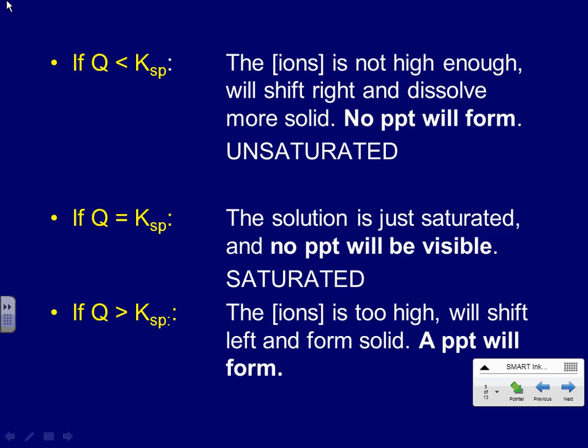So if we had some solid, it would shift right. But if we're mixing this from two separate sources of, say, calcium and hydroxide, then it simply means there's not enough calcium ions, there's not enough hydroxide ions, there's no solid, nothing's going to dissolve, it's just not going to form a precipitate. So if the concentration of the ions is too low, if it's such a weak solution, even though on our chart it said S, it might not form a precipitate.